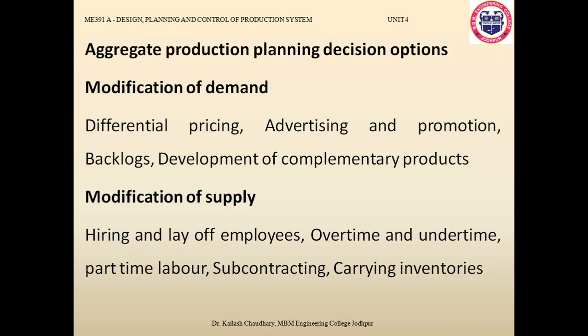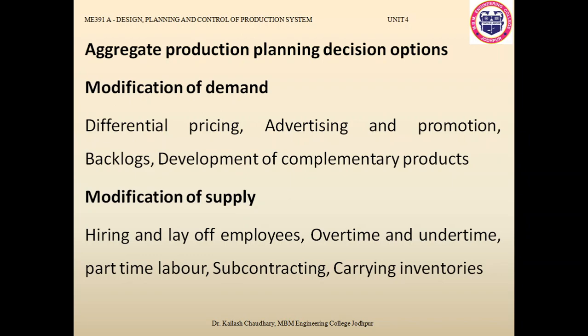Then comes the backlogs. Through the creation of backlogs, the manufacturer asks customers to wait for the delivery of products, thereby shifting the demand from the peak period to the off period. So this is one of the ways of modifying the demand. The last one is development of complementary products. A producer who produces highly seasonal products applies this technique to keep the demand in control, like a refrigerator company producing room heaters, or a TV company producing DVD players, etc. So these are the various techniques used to control the demand that will help you to run your business smoothly.